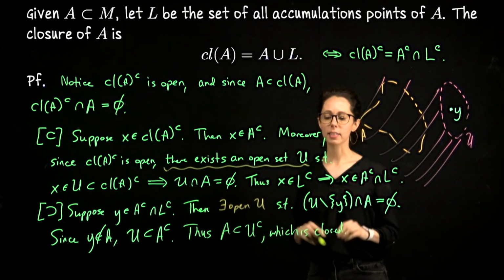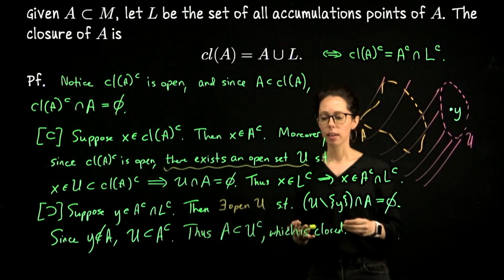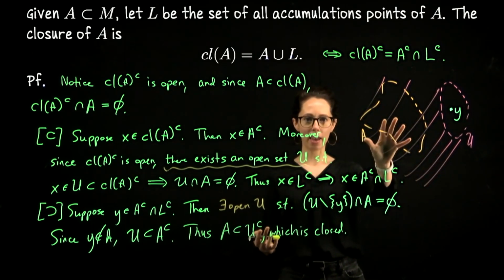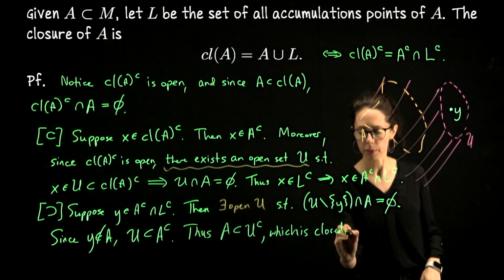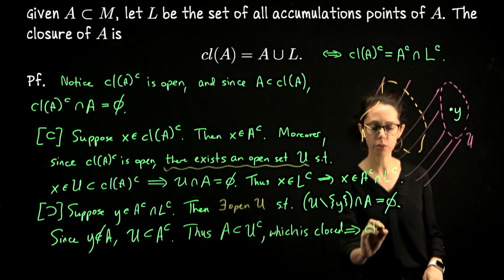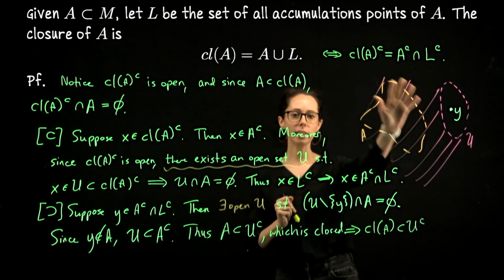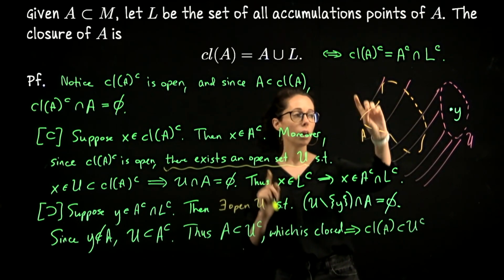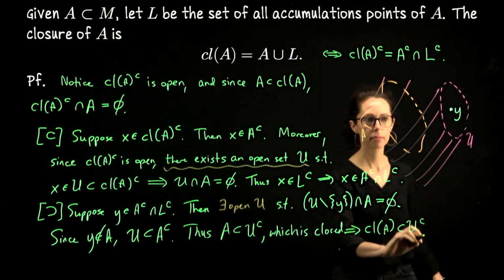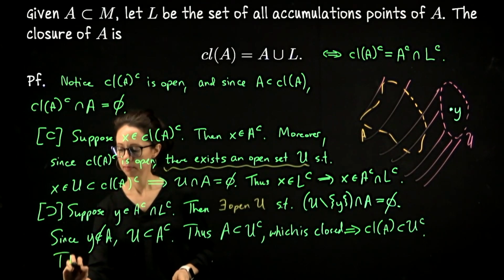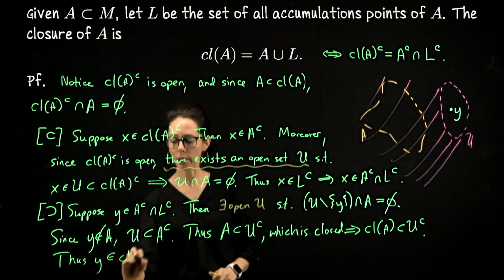That's good because an intersection is a subset of every member of the intersection. U complement is now a closed set containing A. So the closure of A will be a subset of U complement. So let me just draw an arrow here. Thus, the closure of A is a subset of U complement. So the closure of A lives in the complement of U, which means that nothing from U, including Y, can be in the closure of A. Thus, Y is in the closure of A complement, which is exactly what we wanted.